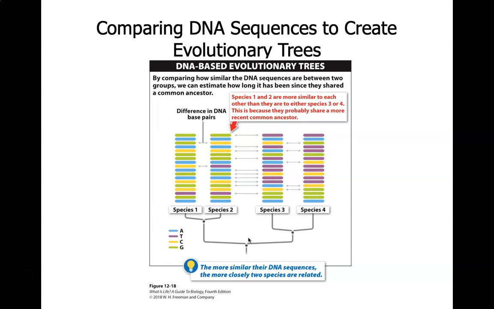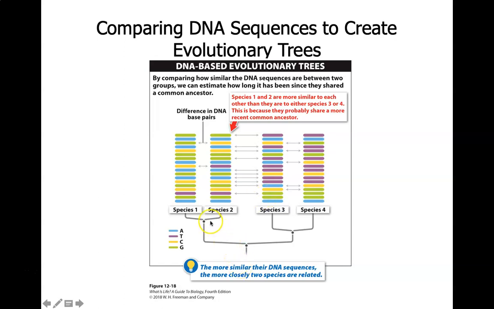We can also construct an evolutionary tree using DNA. And so we do this the same way that we use comparative anatomy. You look at the differences in the DNA base pairs. Now, usually this would be a particular gene that you think is present in both, but that has changed or diverged over time. So if we look at species 1 and species 2, there are quite a few base pairs that are similar between them. In this case, we have only 2 differences. If you look at 3 and 4, they have more differences between them, but they don't have as many differences as between species 2 and 3.